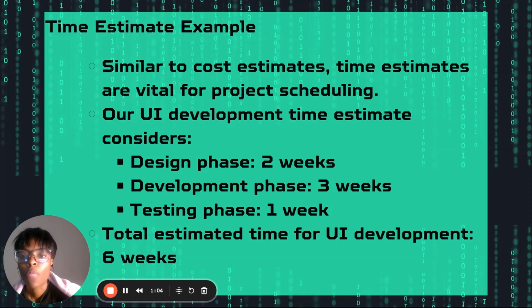So, for example, time estimates are similar to cost estimates. They are very useful for project scheduling, as is our UI development time estimate. We needed to consider three major steps. We had the design phase, which took 2 weeks, the development phase, which took 3 weeks, and a testing phase, which took 1 week. The total estimated time for the UI development for WeShare was 6 weeks.